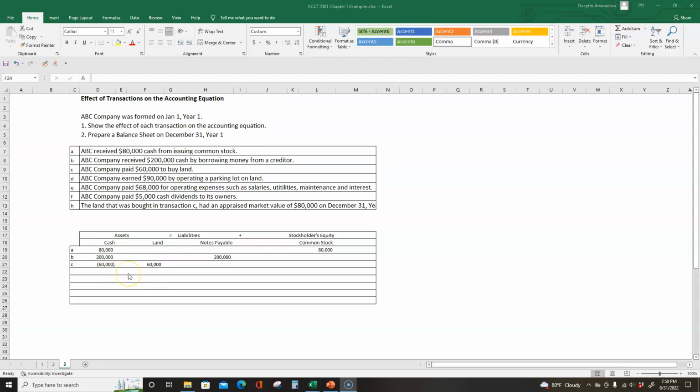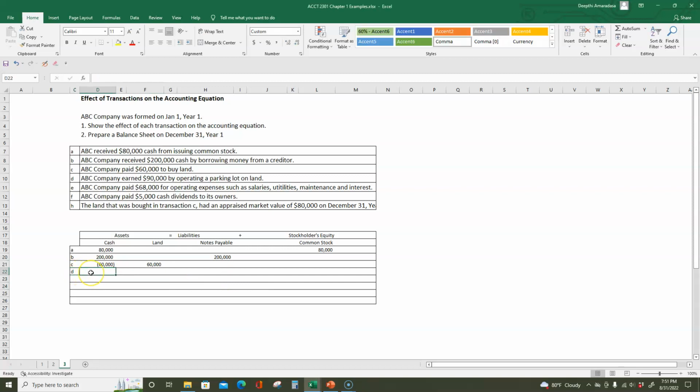In this transaction, only the asset side of the accounting equation was affected by the transaction. One asset went down, the other asset went up. Liabilities and stockholders' equity were not affected by this transaction. Let's look at the next one.